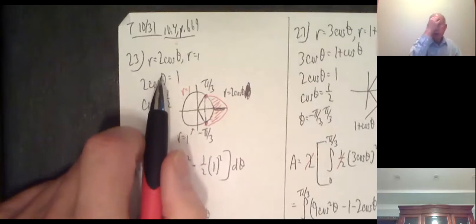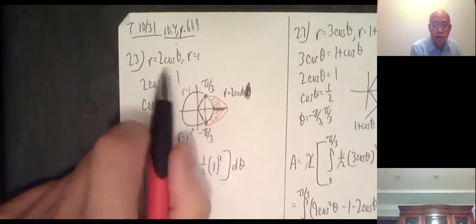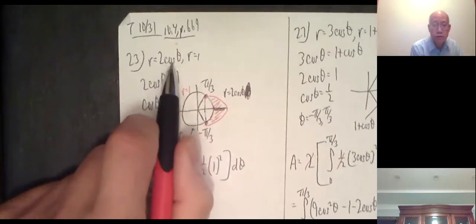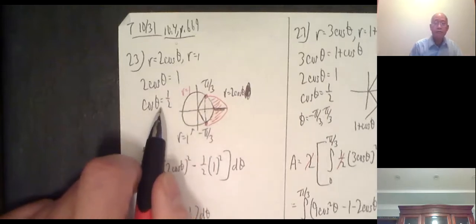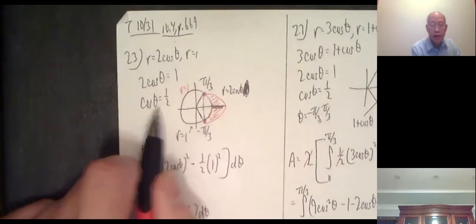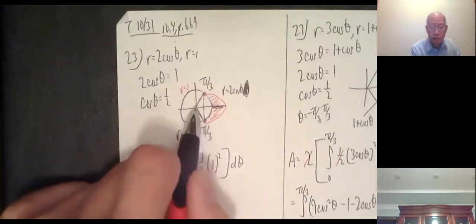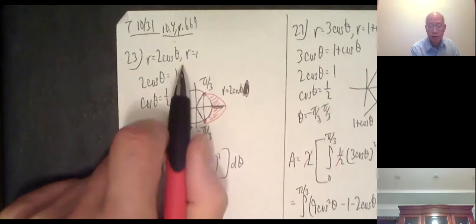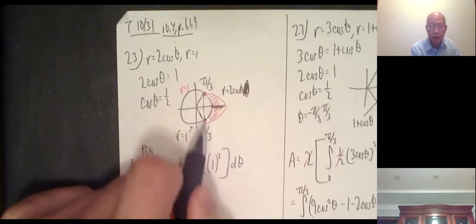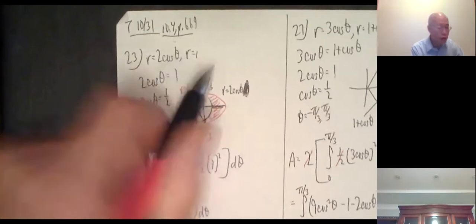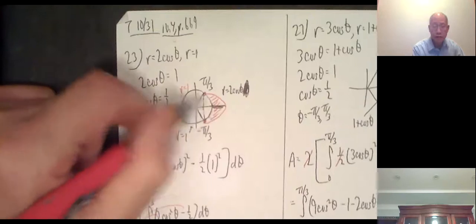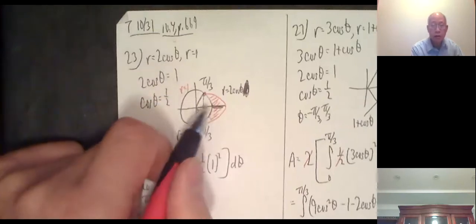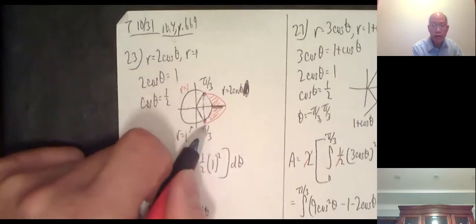Okay, so I need to know where they touch, so I set them equal. 2 cosine theta equals 1. Cosine theta is 1/2. Okay. X coordinate is 1/2. So I draw my unit circle. R is going to be 1 anyway. And that looks like pi over 3 and negative pi over 3. Okay, now r equals 1 is a circle of radius 1, right? So there it is. They touch here and touch here.